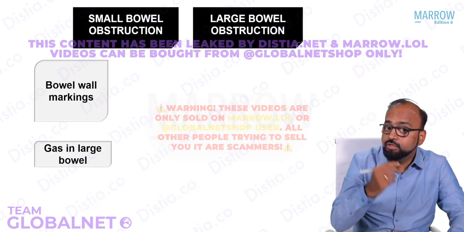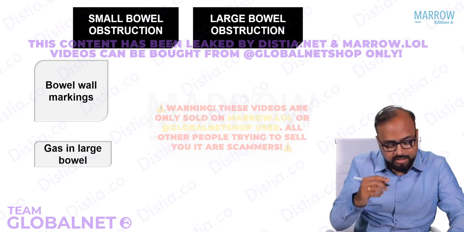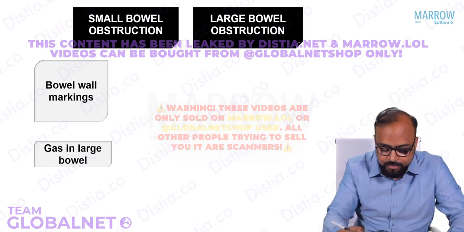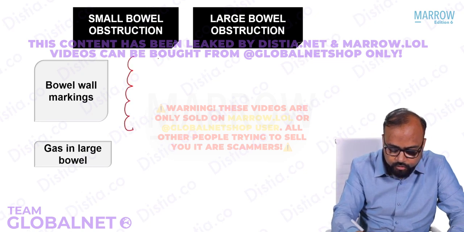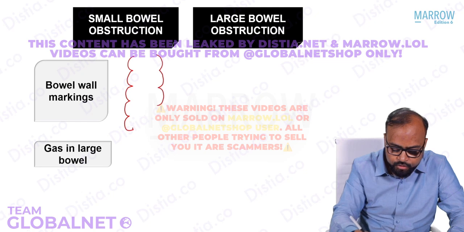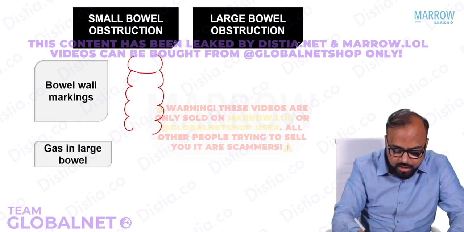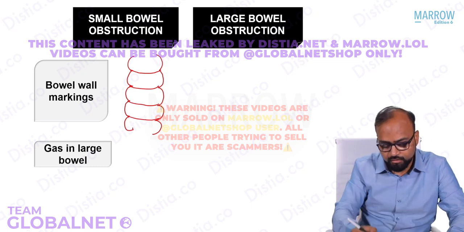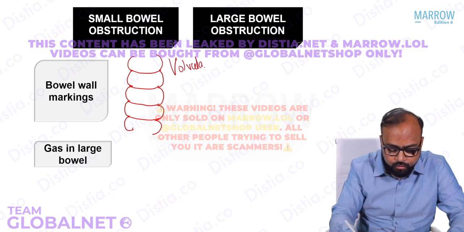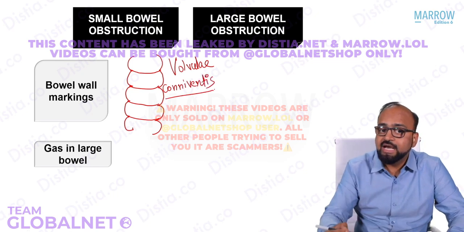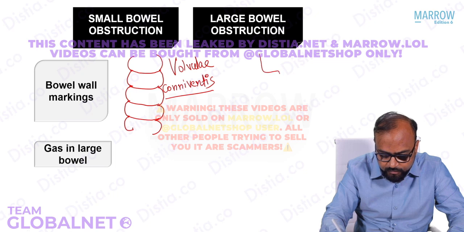markings. See how the bowel wall markings are strikingly different, and next we are going to see them on an X-ray as well. See, small bowel wall folds look like this. Small bowel wall folds are complete transverse mucosal folds extending from one wall to the other, and what are they called? They are called valvulae conniventes.